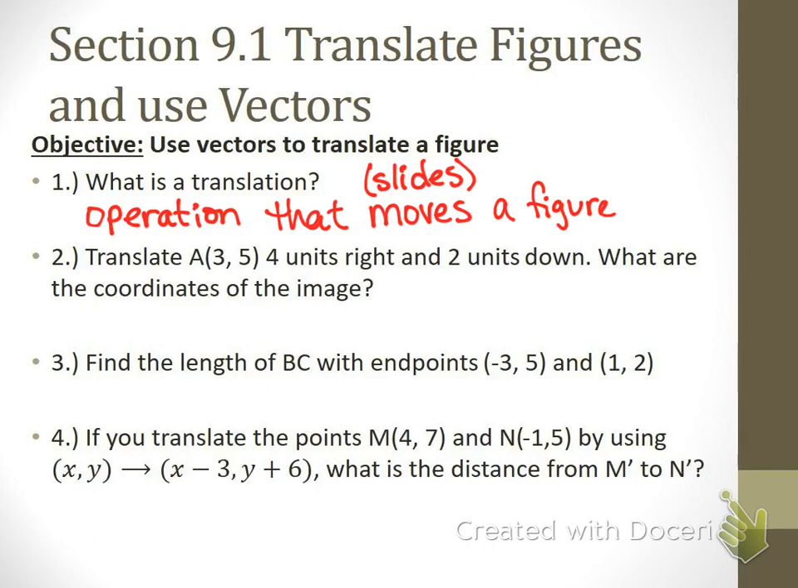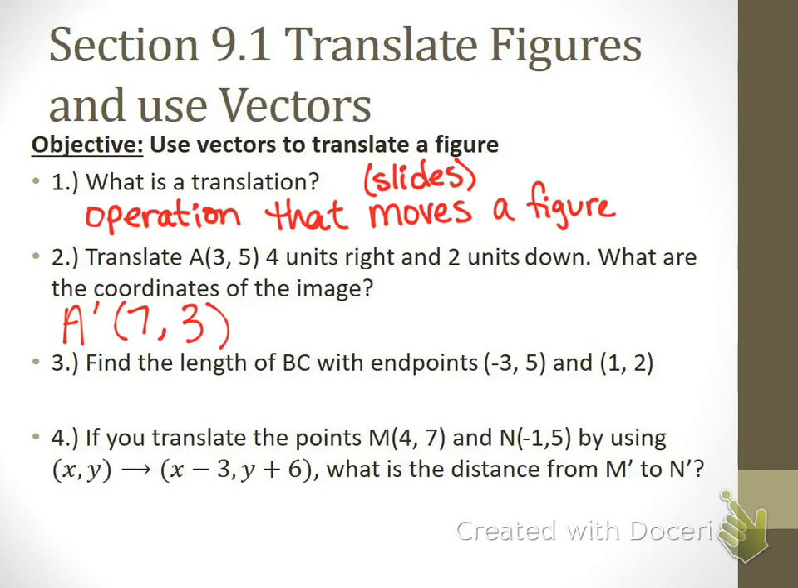If we translate point A, which is at (3, 5), 4 units right and 2 units down, what are the coordinates of the image? So 7 units to the right, we're moving along the x-axis. Right is a positive direction for us. So 3 plus 4 gives us 7. 2 units down, up and down is the y-axis. Down, of course, means we subtract 2 from our y-coordinate, and we get 3. And yesterday we talked about denoting that with the prime notation, if you want to put that in there.